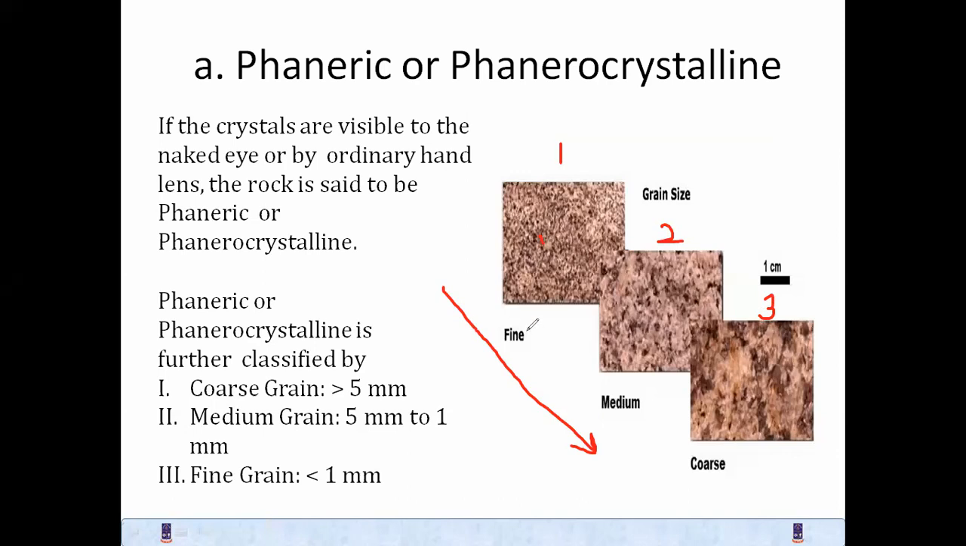When the size of the individual mineral is more than 5 millimeter in diameter, it is considered a coarse grain. Medium grain means between 1 millimeter to 5 millimeter diameter. If the diameter of the mineral is 1 mm to 5 mm, it is considered a medium grain mineral. And fine grain means when the size of the mineral grain is less than 1 mm, it is considered a very fine grain mineral.